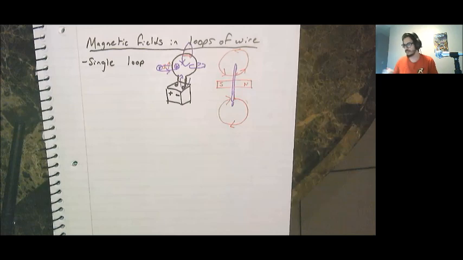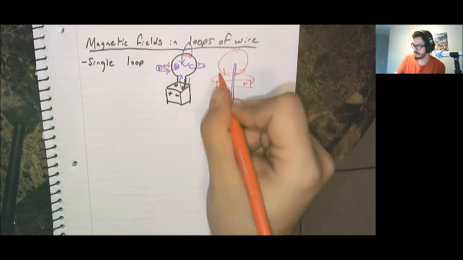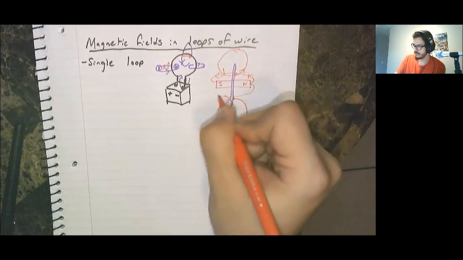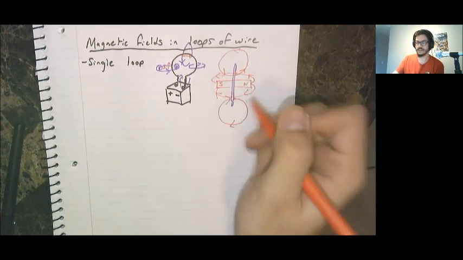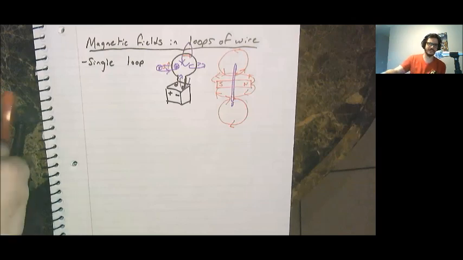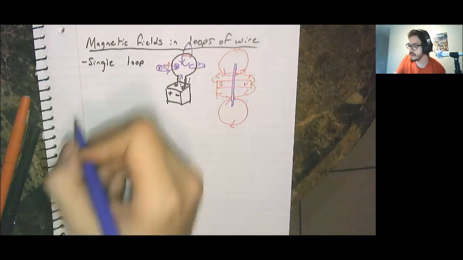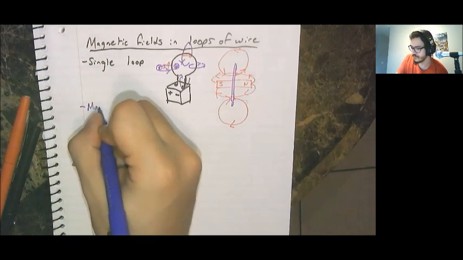If you were to draw the ones for the magnetic field, you see that it follows the same direction. It's just that the shape is a little distorted by the gap in the loop. So single loops, dead easy. Like, that's not a problem at all. Many loops is interesting though.